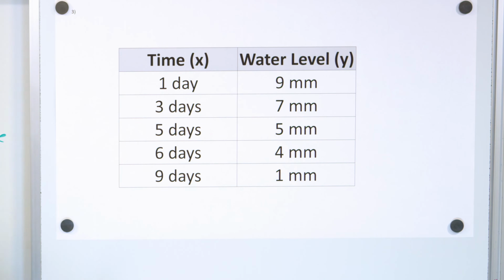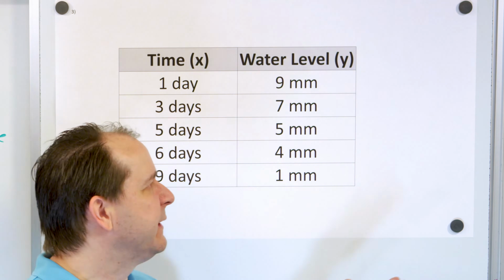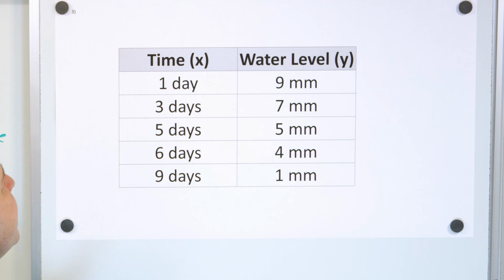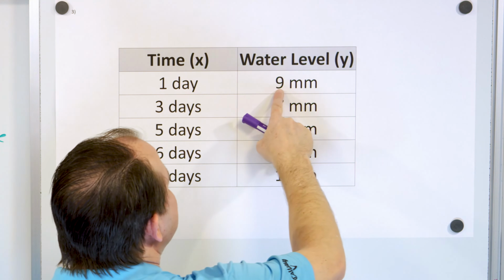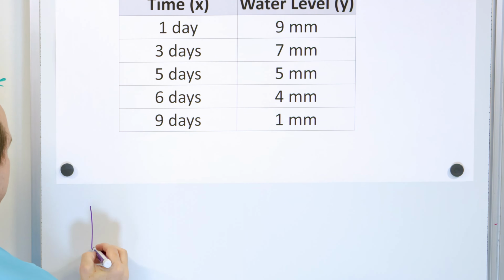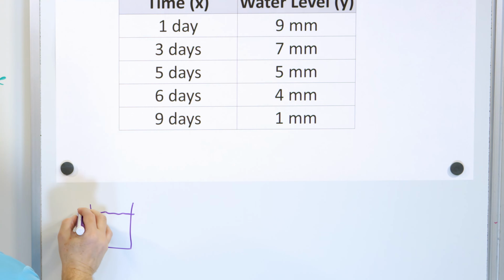All right, here is problem number 3. It's an interesting problem. I want you to think about it. This is the water level like in a swimming pool or in some kind of container or just even a cup of water outside or something like this. So on day number 1, we have 9 millimeters of water in this thing. So we have some water out here, and then the water level here is at like 9 millimeters or something like this, okay?